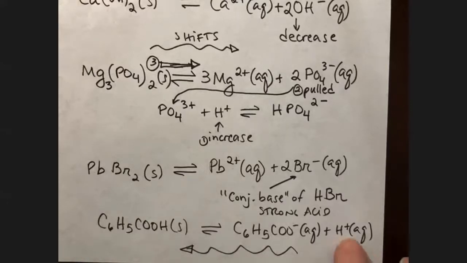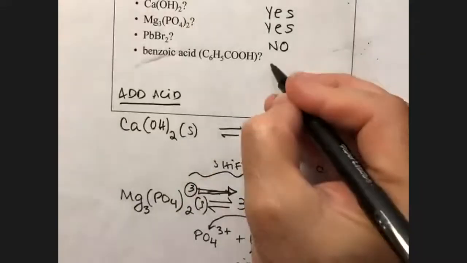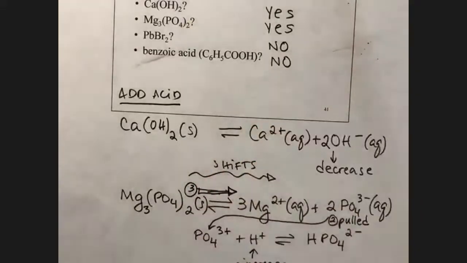Because you increase something on the right side, the equilibrium shifts towards the left, which is the actual undissolved compound. So for benzoic acid, in other words, you're not going to get any help by adding more acid to that mixture. How would you do it then? What would you add?